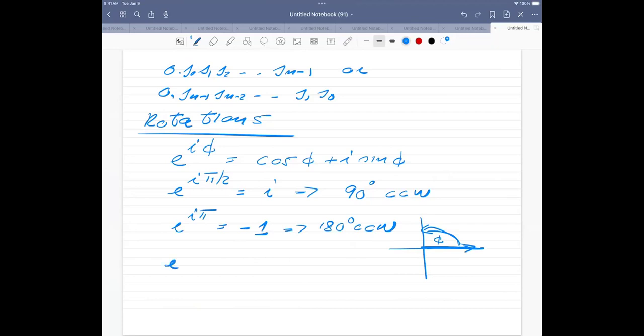And similarly, if I do e to the i 3 pi half, we know that that one is equal to -i. And that corresponds to either 270 degrees counterclockwise or 90 degrees clockwise. Because if we do a rotation of 270, we can go all the way around to here, or we can follow the clock and go this way.